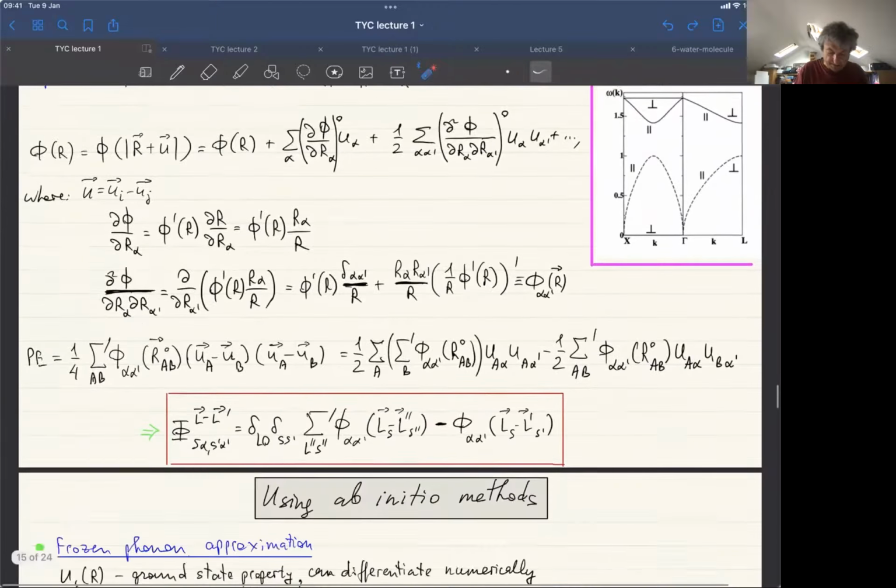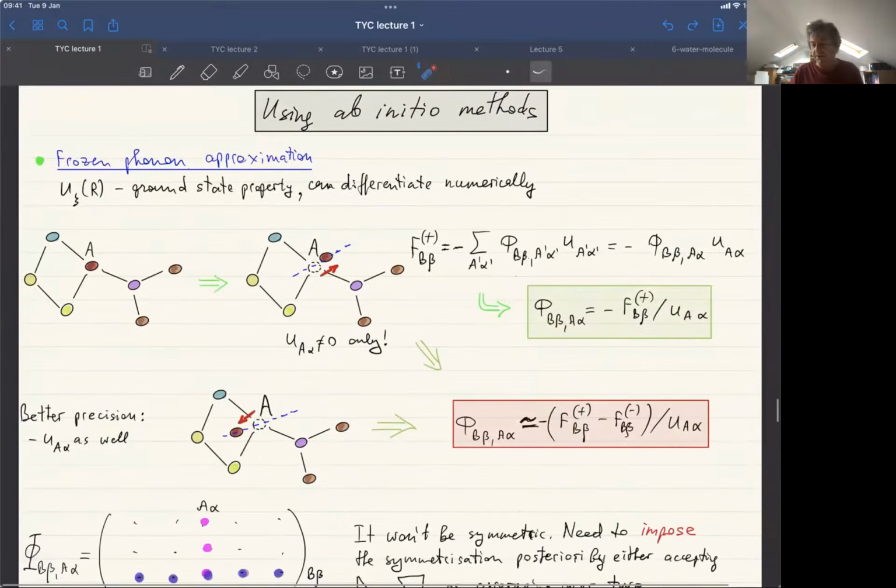Maybe I'll skip this as well. How can we determine vibrations using an ab initio calculation? I will consider with you two methods, again rather briefly, but I will try to give you an idea. The first method is entirely numerical. Actually, both methods are numerical, but the second one is less numerical than the first one. So let's start from the simple one, which is called the frozen phonon method.